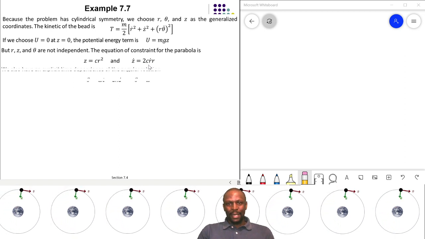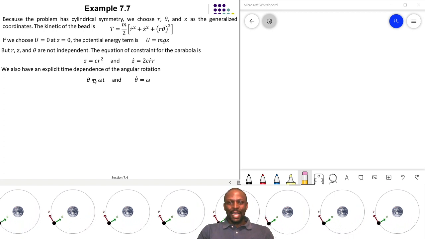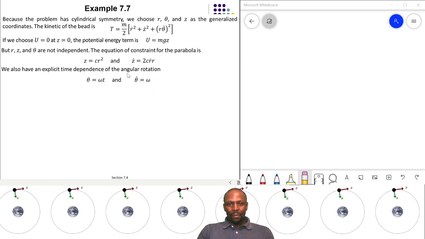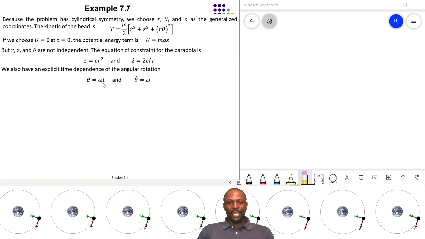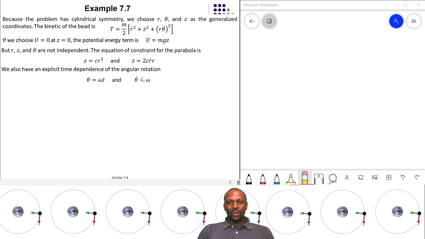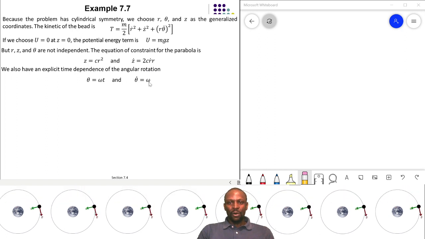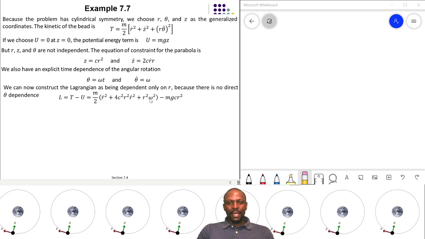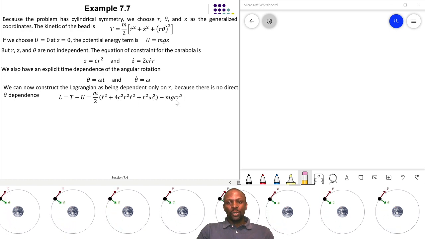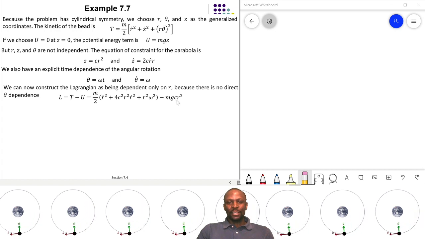Right now we are ready to plug things back, but we can also see that theta is equal to omega t for the angular rotation, and now if we differentiate this with respect to t, we are just going to have theta dot is equal to omega. Now we can just put everything back into that equation. Whenever we see the z dot, we are just going to put this. Whenever we see theta dot, we are just going to put omega. If you plug everything back there, this is what you are going to have, because z is just given by this. That's why you have this equation there.